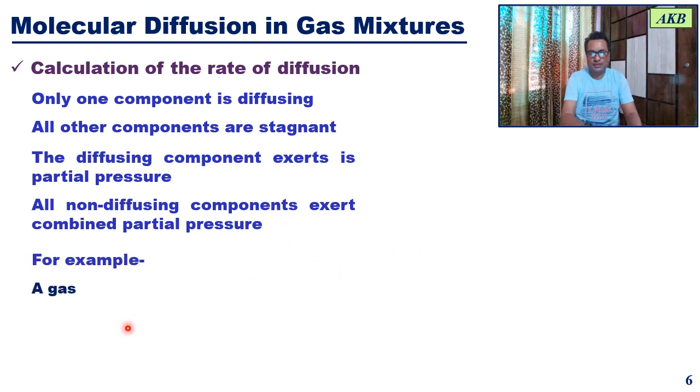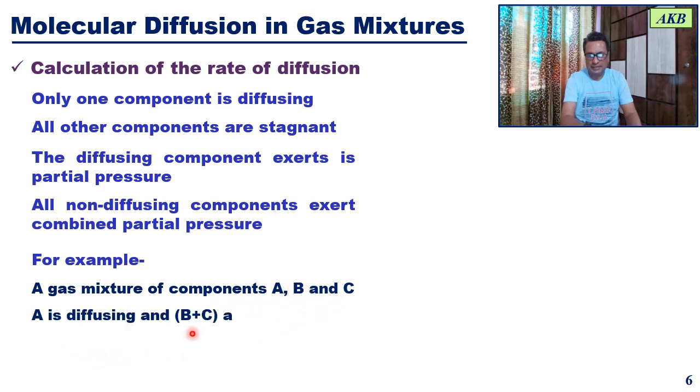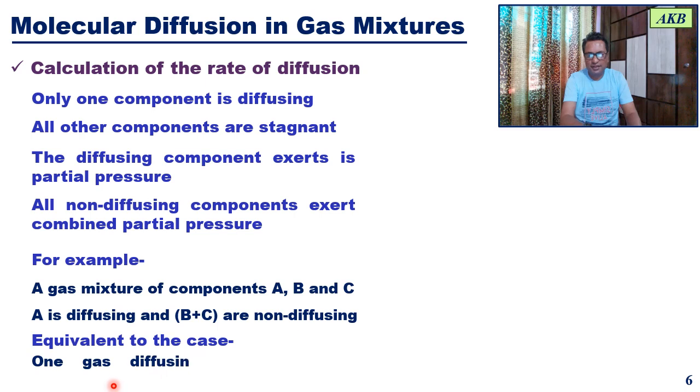So you have partial pressure of the diffusing component and combined partial pressure of all non-diffusing components. So for example, if you have a gas mixture of three components, which three components? A, B and C. A is diffusing and the combination, that is mixture of B and C, is not diffusing or stagnant, then this case is equivalent to one gas diffusing in non-diffusing second gas. So in this case, one gaseous component is diffusing, whereas the remaining gaseous components are stagnant.